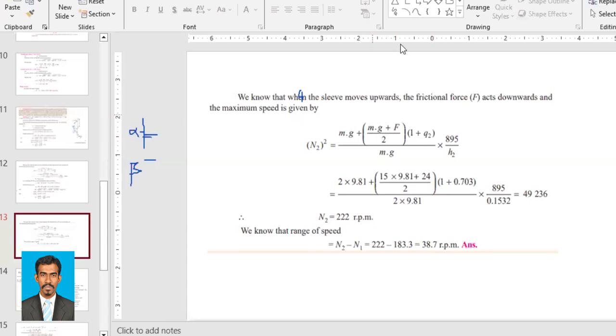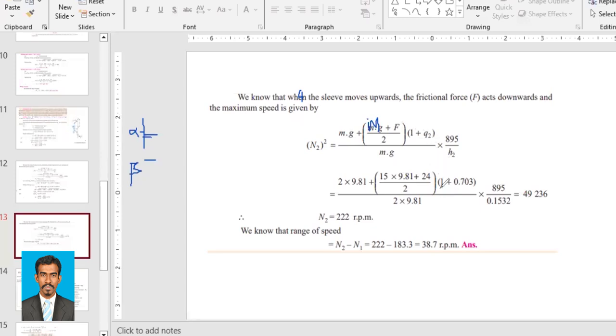According to our formula, this should be capital M into G. So capital M is 15 into G, that is 9.81, by 2 plus F, which is 24, the frictional force. And we take it as plus. Why? Because the mass is acting downwards. This frictional force is also acting downwards. Why? Because the sleeve is trying to move upwards with the increase of the speed, right? And that's why this is also positive.